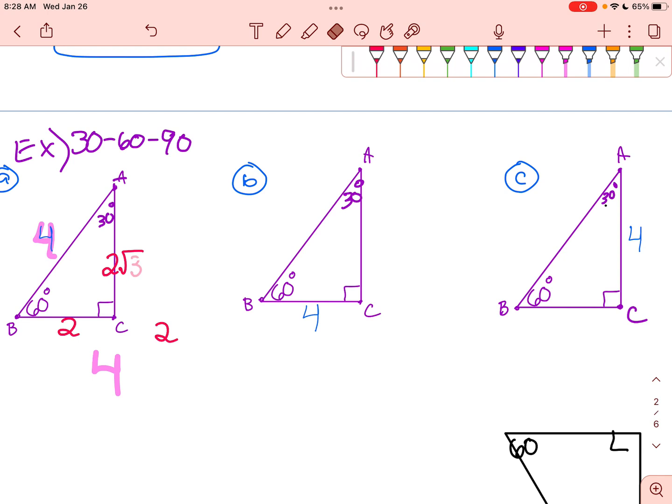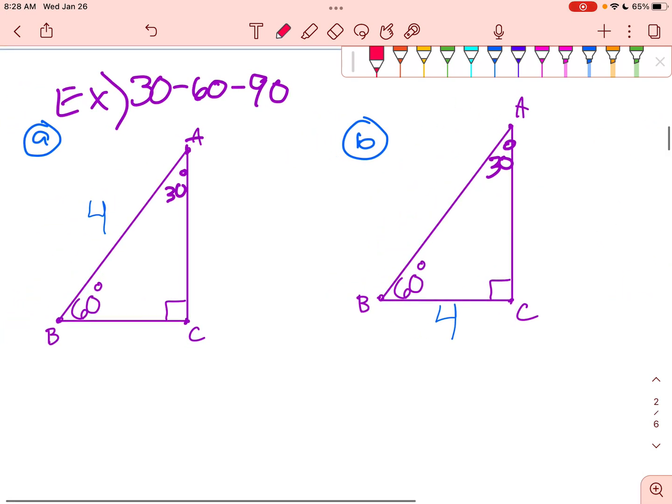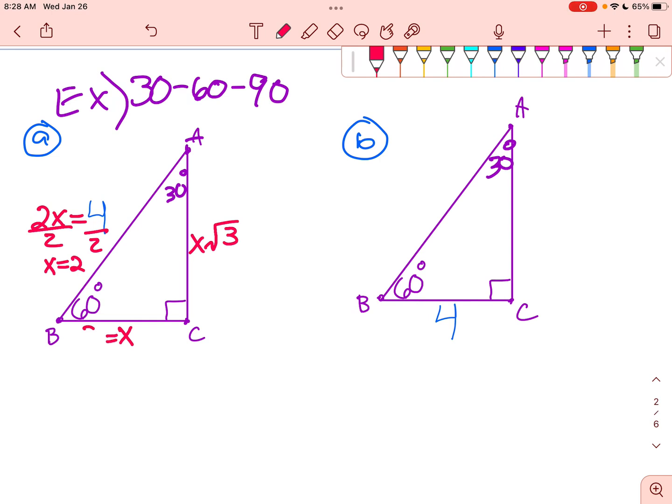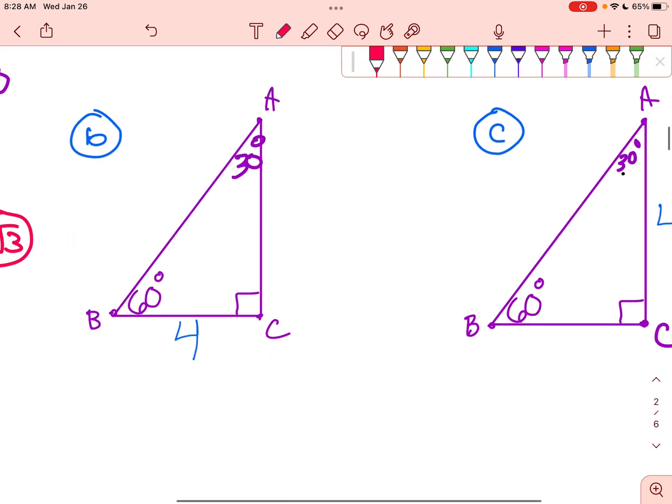Okay, an easier way of doing this, so instead of actually setting up all of this, what you're going to see me start doing is labeling the sides. So across from the 30 is x, across from the 90 is 2x, and across from the 60 is my x root 3 side. And what I actually do then is I go through and I solve it. So I say x is equal to 2, which means this is 2, which means this is 2 root 3. And you're going to start to see me solve these equations with these triangles.